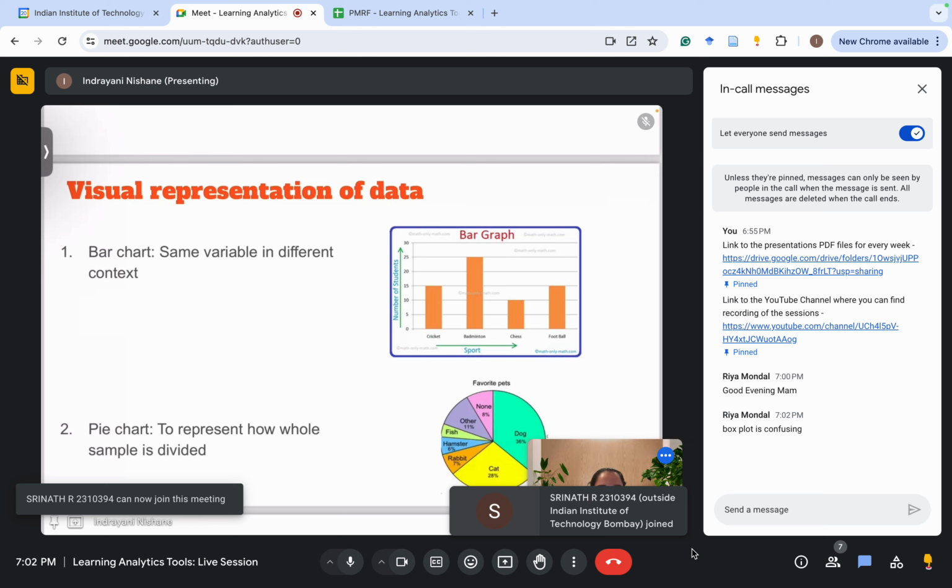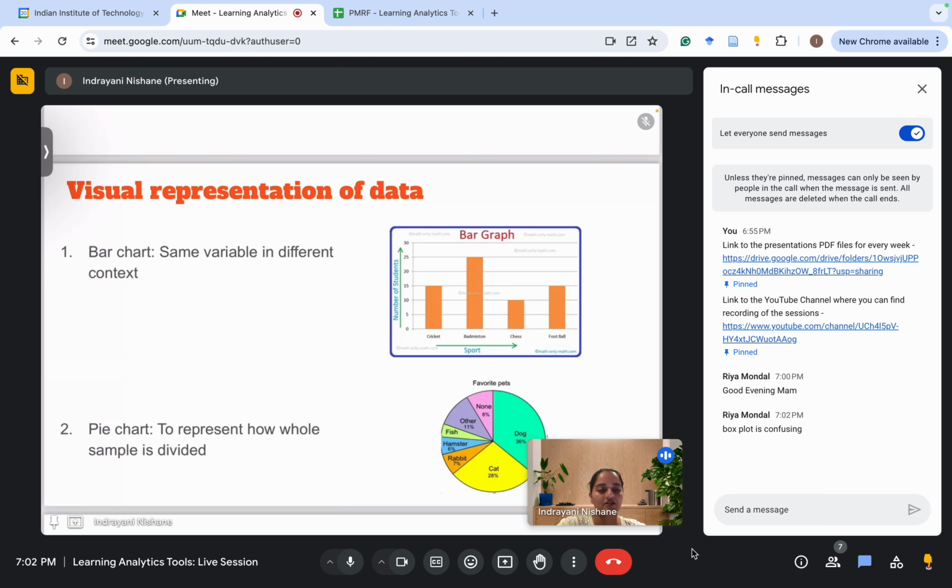Oh, you're finding box plot confusing? Okay, no worries. I think the next slide is of box plots. We'll just revise box plots once, and maybe after that there'll be some clarity for box plots, right? So, easy, most easy ways to represent any data.